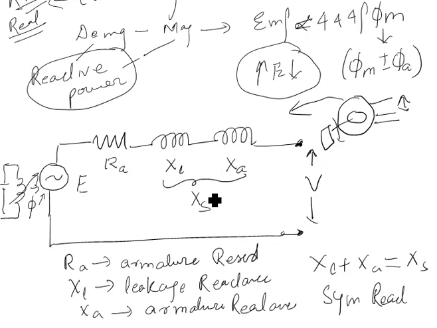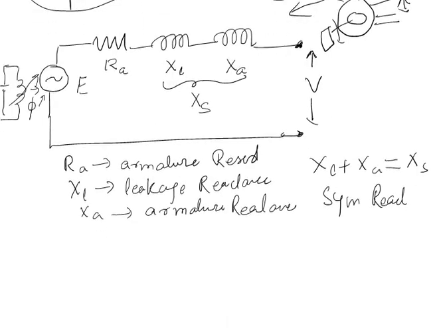Now considering the above diagram, what can we say? Suppose a current IA is going to flow here, and suppose there is an RL load connected to the circuit, and EMF is induced. Now what will be my phasor diagram? Let us draw the phasor diagram.